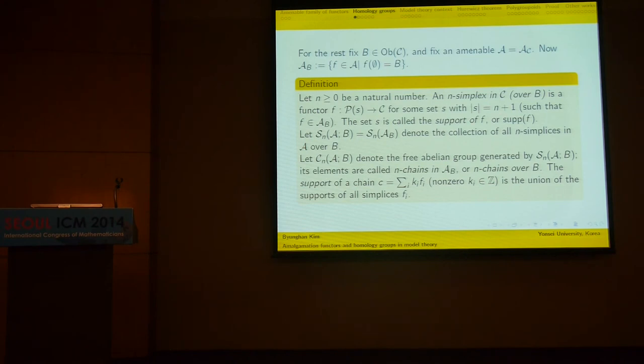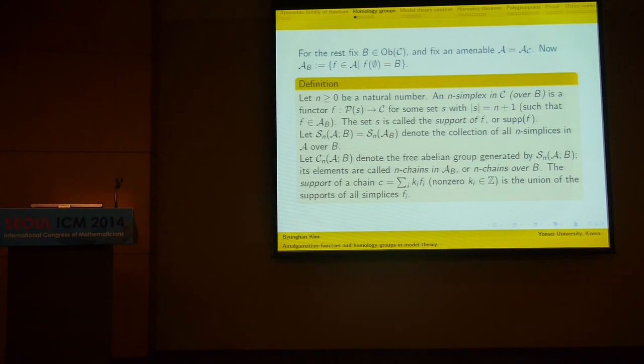Then you can extend this simplex as usual, as in singular homology theory, to a formal sum with integer coefficients. So what is a two-dimensional simplex?